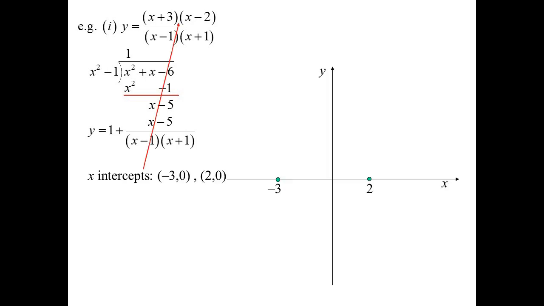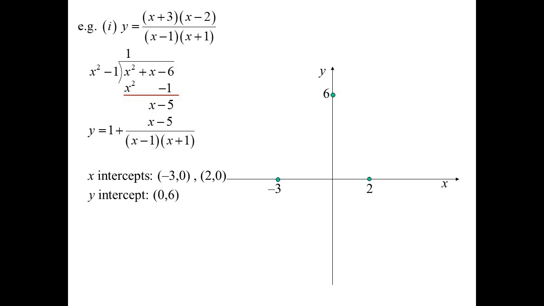And we end up with, well, x squared goes into x squared once, then we have a remainder of x minus 5. So we could rewrite it like that. Now, once it's in that form, I can see that the x-intercepts will be minus 3 and 2. X-intercepts happen when y equals 0. So before I break it up, I just look at the top of the fraction there, make that equal to 0. Let's plot those 2 points.